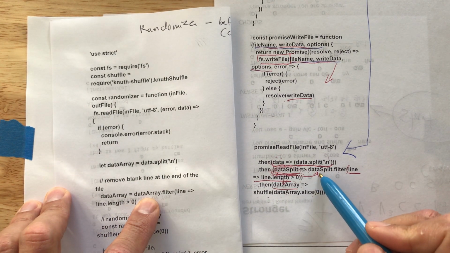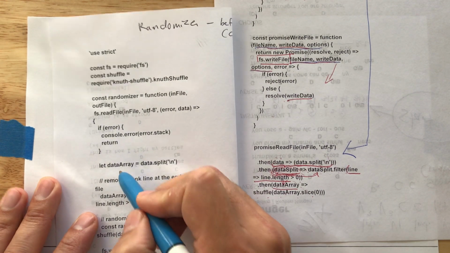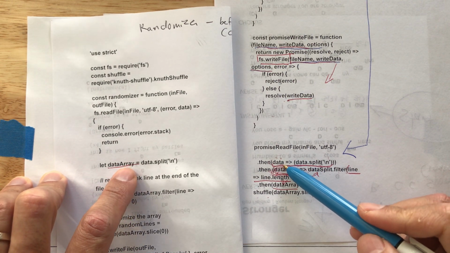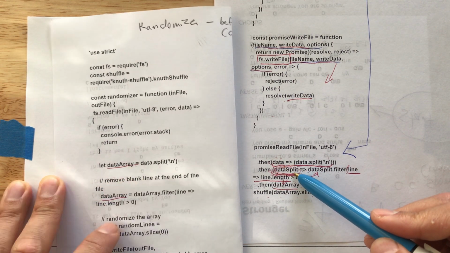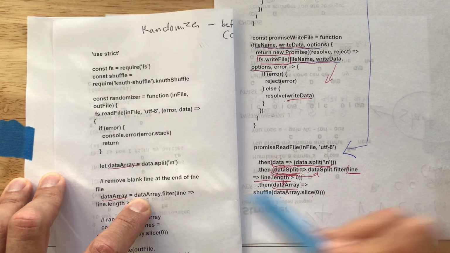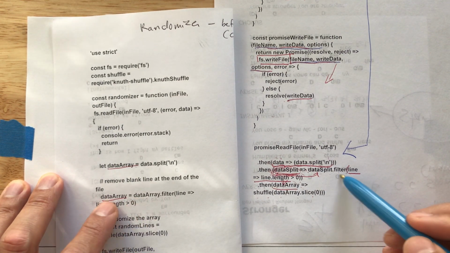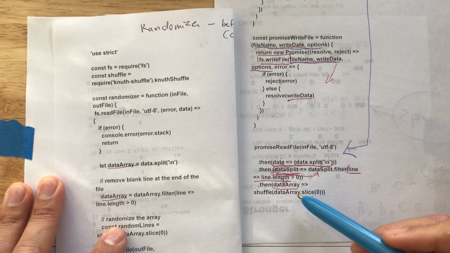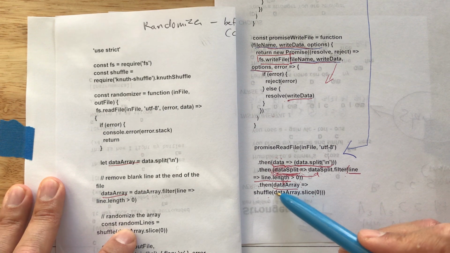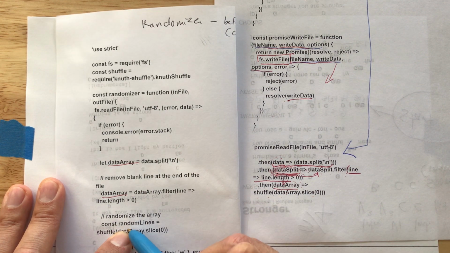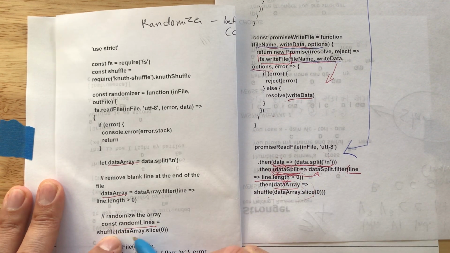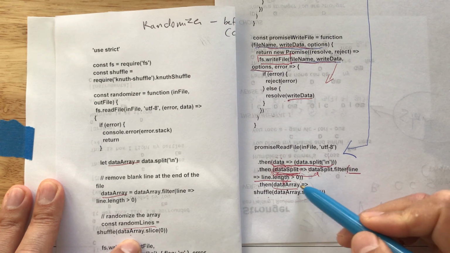This data split filter array. For some reason they used the data and updated it again, but instead of that I just created a different name. This was data, and this is data split, and then we added a filter. So instead of data array, I just called it data split filter, and then whatever the result of this, I called it data array. And then, instead of becoming random lines, I think the whole thing is a random line actually now. So shuffle data array slice data array.